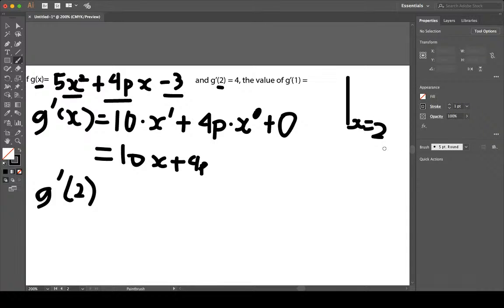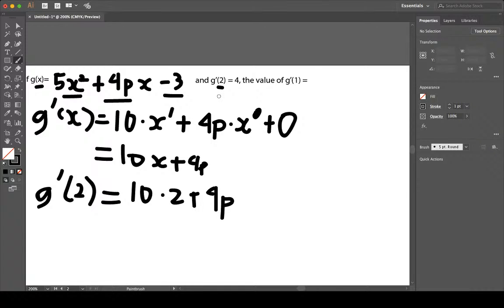That I see most people do it outside of Indonesia, but for me, I actually do it like this. So let's go ahead and do this. Put the 2 in, that's 10 times 2 plus 4p. Make sure that it's 4p because you're just substituting the x. So it's 10 times 2 plus 4p equals 4. Okay.